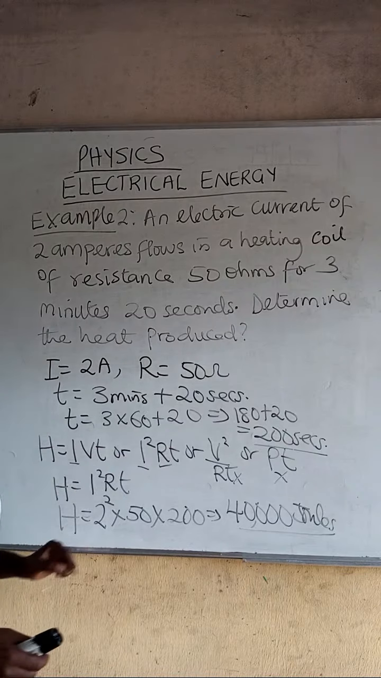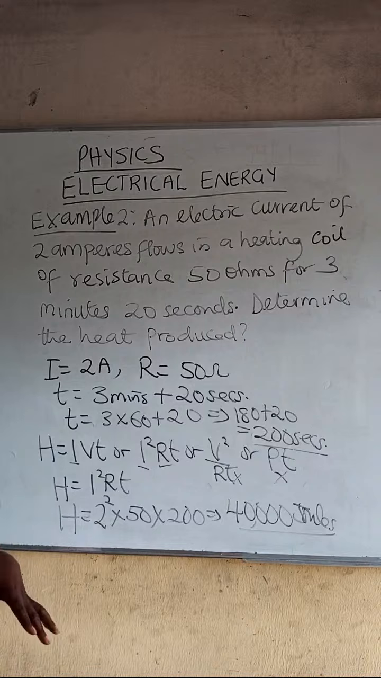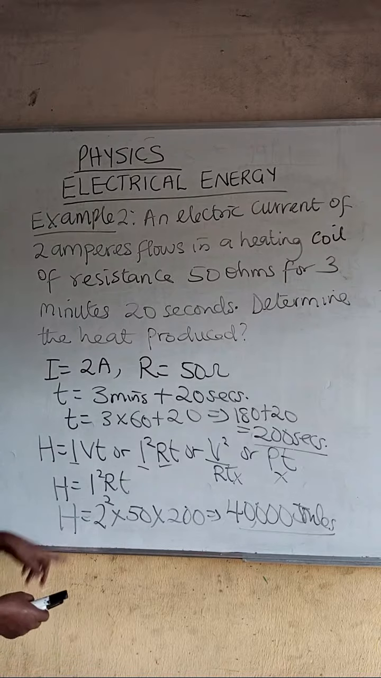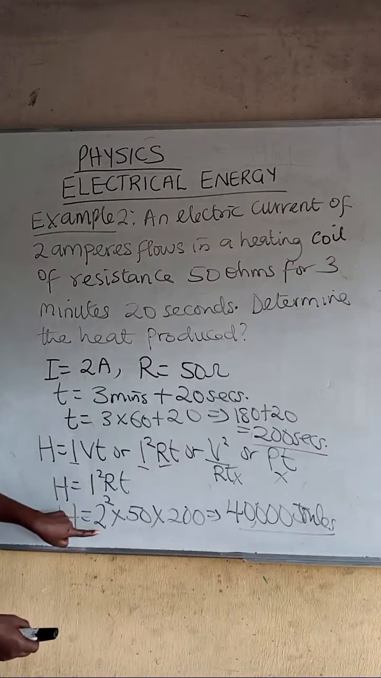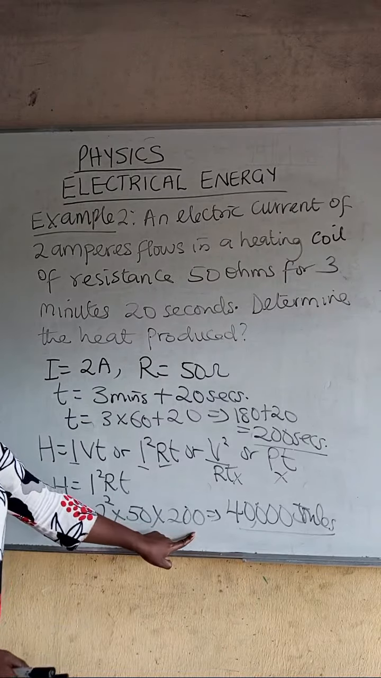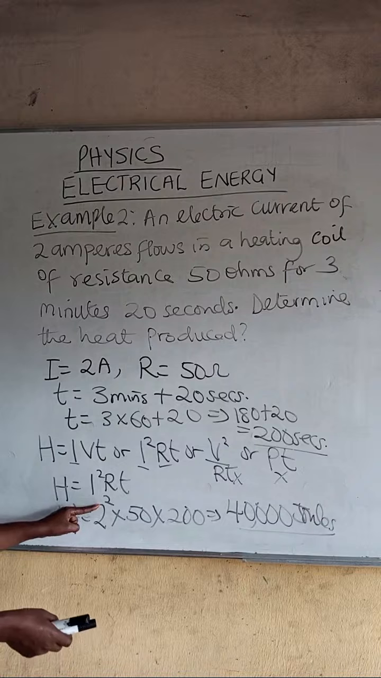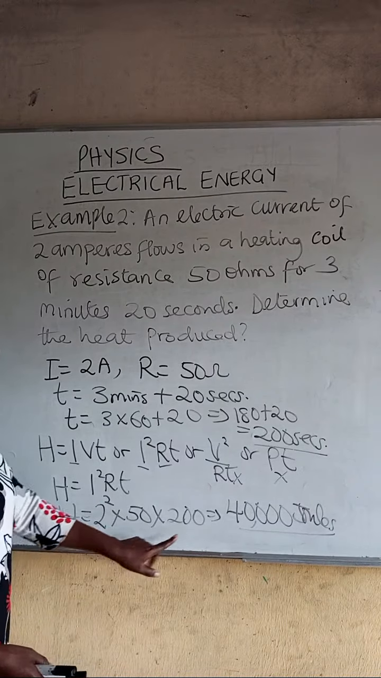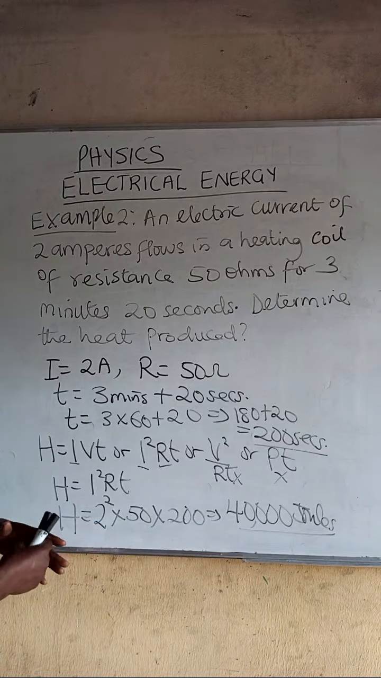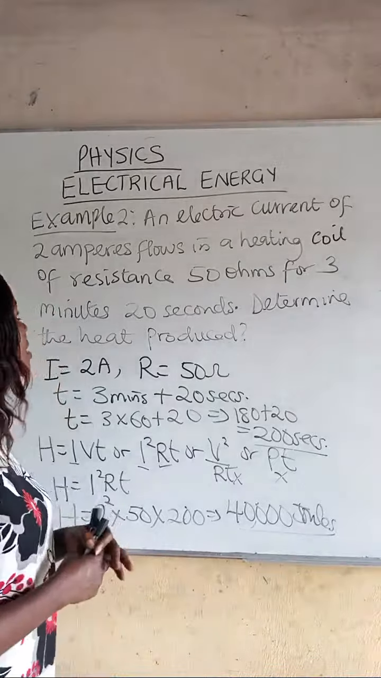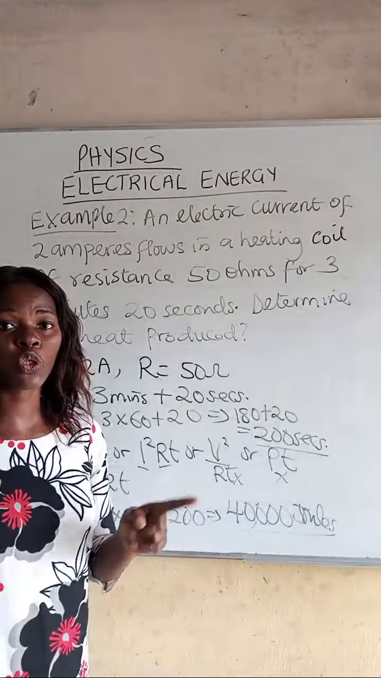Now, stating what we have, all these formulas, but this is the particular one that will fit. So we say H is equal to I squared RT. My I is given as 2, I put it here. My R is 50, and my time is 200. Remember to square your I, which is 2 squared, giving 4 times 50 times 200. So the answer is 40,000 joules. Is that okay? All right, let's look at one more example before we go to electrical power.